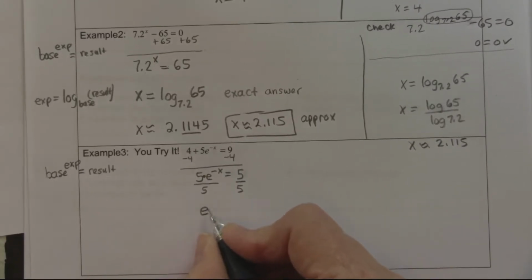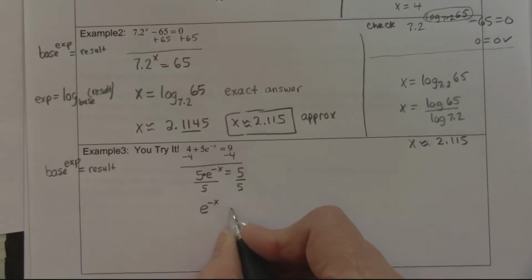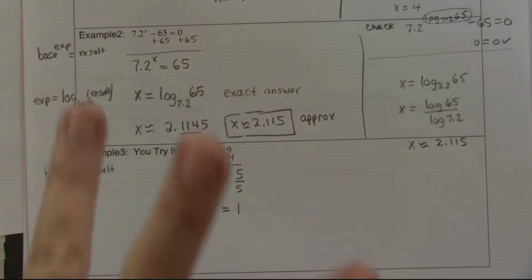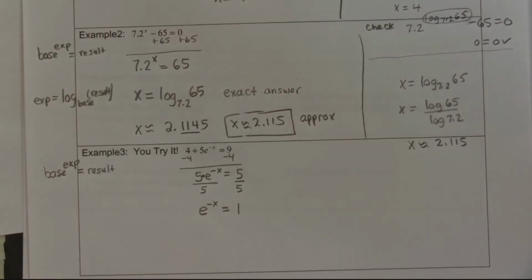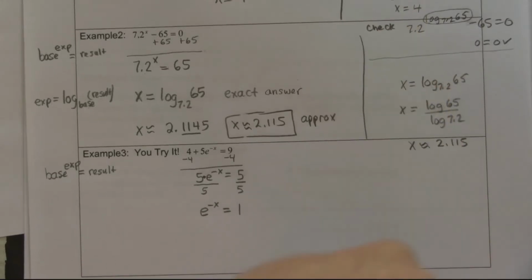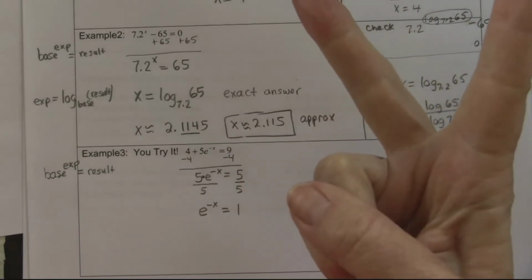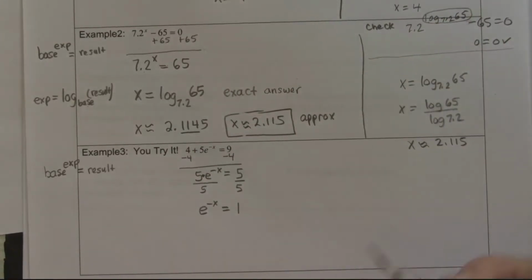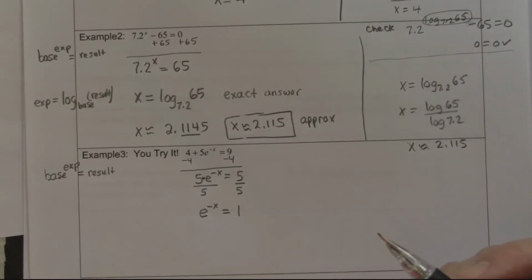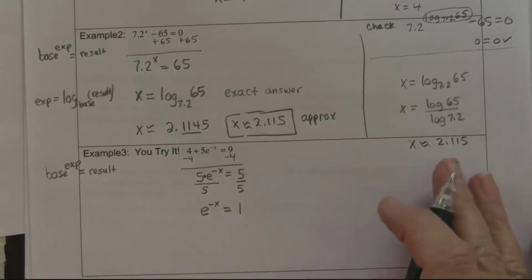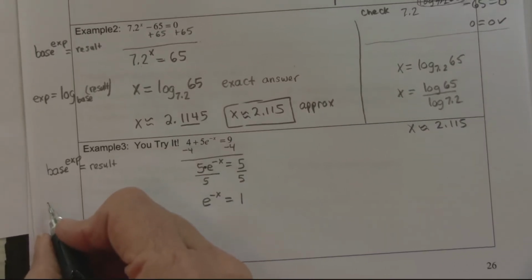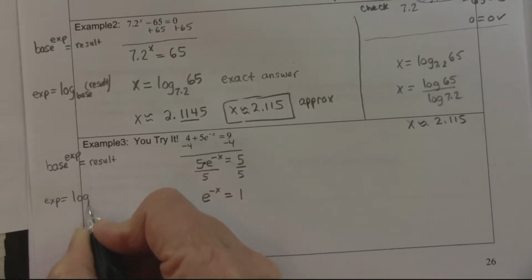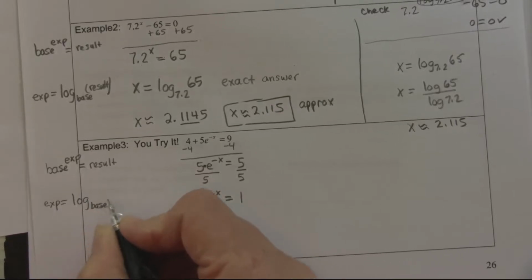So now e to the negative x equals 1. And now I have it in the form where it only has those 3 pieces. Those 3 pieces are the base, which is e, the exponent, which is negative x, and the 1, which is the result. And so now I'm going to write this in logarithm form. Writing this in logarithm form, it would be the exponent equals the logarithm, the base, and the result.